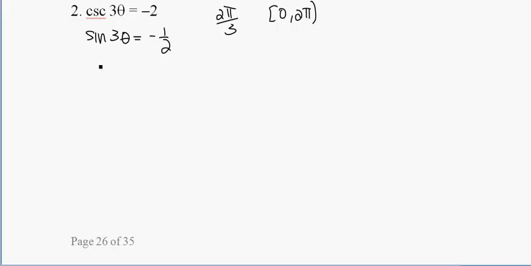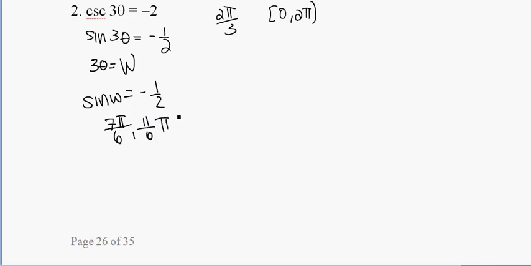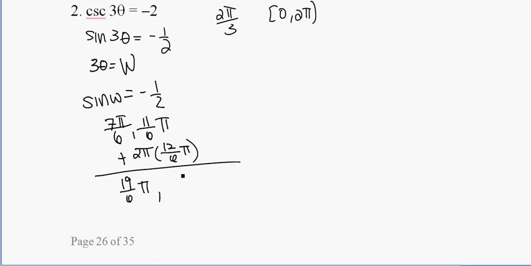So again, I'm going to let 3 theta equal an arbitrary variable w. So I get the sine of w is equal to -1/2. Sine is equal to -1/2 in the third and fourth quadrants, so that's 7 pi over 6, and 11 pi over 6, the third and fourth quadrant. So I need to add 2 pi to both of these, because I want to find the coterminal angles. So that's 12 over 6 pi. So if I add that, I get 19 over 6 pi and 23 over 6 pi.